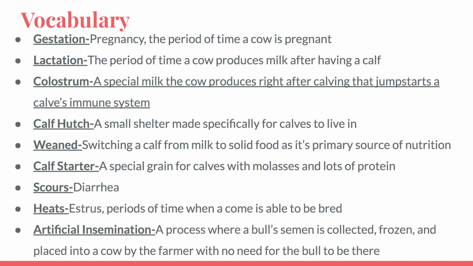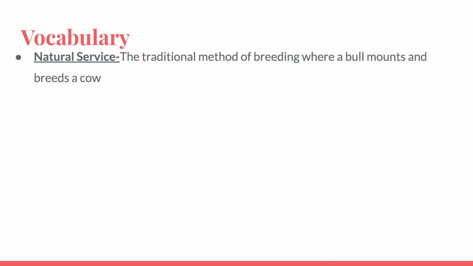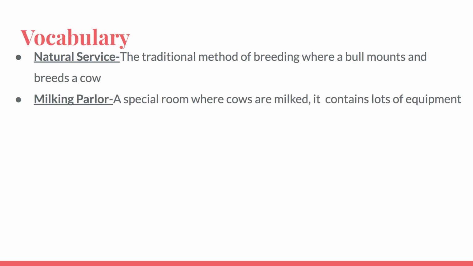Artificial insemination. This is a process where a bull's semen is collected, frozen, and placed into the cow by a farmer with no need for the bull to be there. We will talk about the advantages and disadvantages of this later. A few more vocabulary words for you. Natural service. This is the traditional method of breeding where a bull mounts and breeds a cow. And once again, we will talk about the advantages and disadvantages of this later.